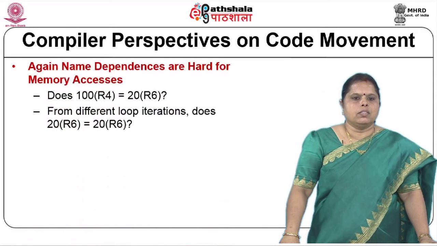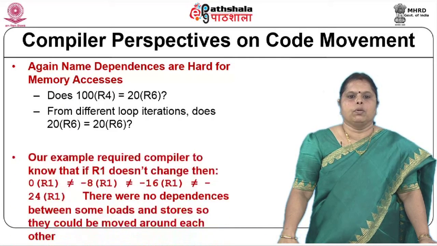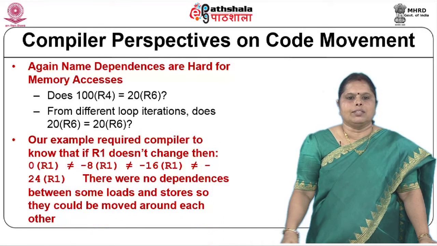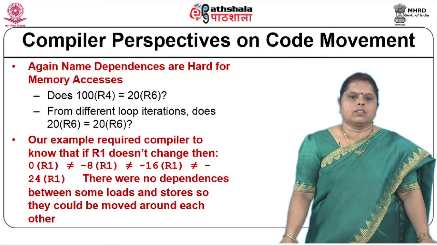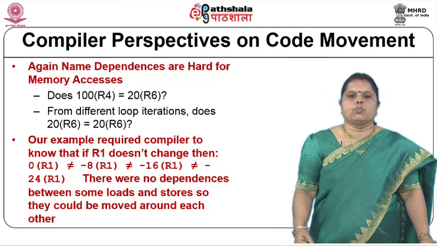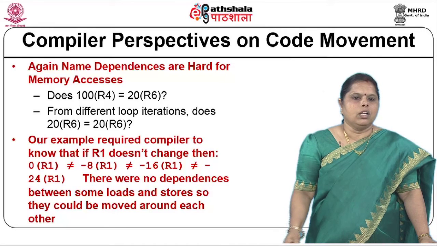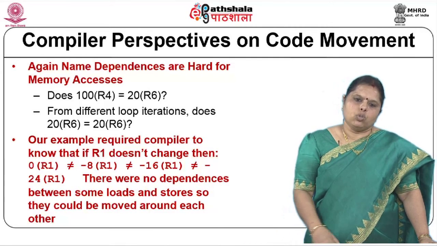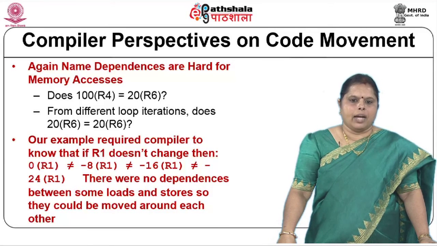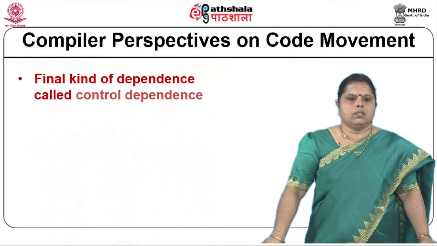Again, name dependencies are hard for memory accesses. How do we know that these two memory locations refer to the same address? In that case, you will have to calculate these addresses and check whether they refer to the same effective address. Only then can you decide whether it is possible to shift them around or not. In our example, the compiler had to find out that 0(R1), -8(R1), -16(R1) and -24(R1) refer to different effective addresses because R1 does not change. So, there were no dependencies between these addresses, and it was possible for us to reorganize our load and store instructions.